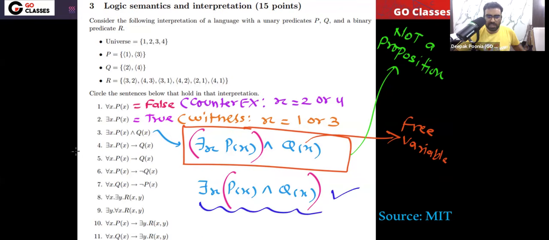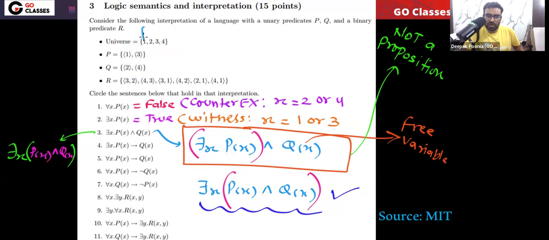Now you tell me, this third one, is it true or false? This is saying that there is some element in the domain for which p and q both are true, p(x) and q(x). P and q is true means both p comma q are true. Is there any element in the domain for which both p comma q are true?